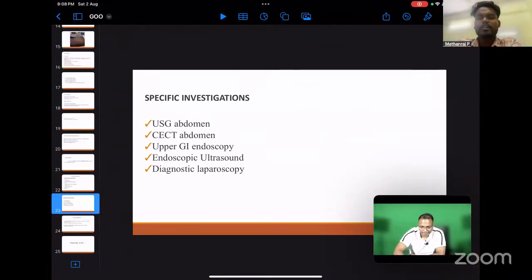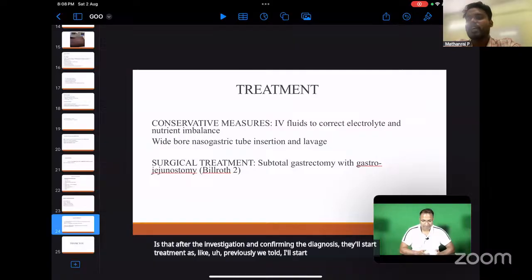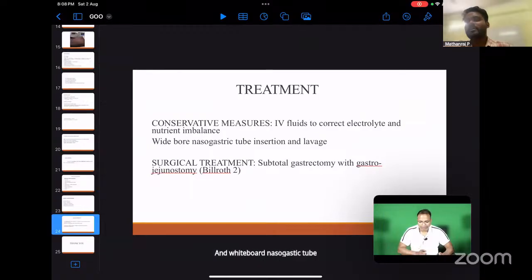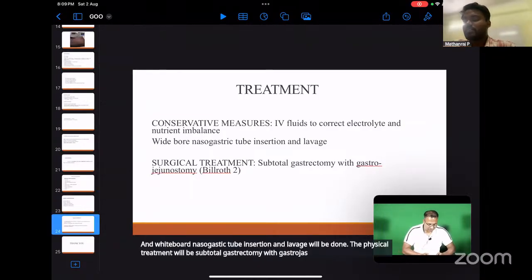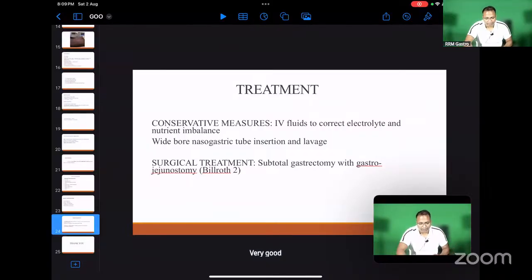Sir, after the investigation and confirming the diagnosis, we'll start treatment. Like previously we told, I'll start with IV fluids to correct electrolyte and nutrient balance, with nasogastric tube insertion and lavage. Surgical treatment will be subtotal gastrectomy with gastrojejunostomy with the Billroth 2 reconstruction. Very good. And D2 lymphadenectomy.